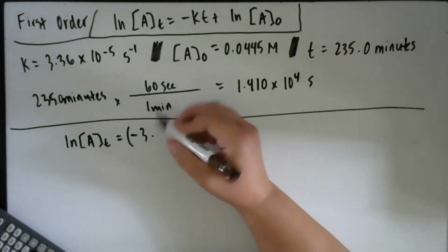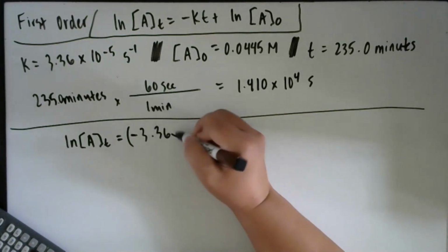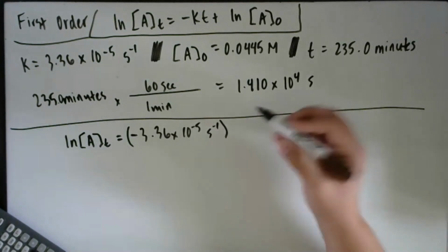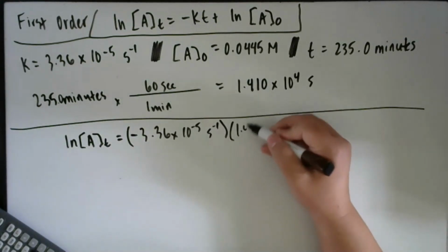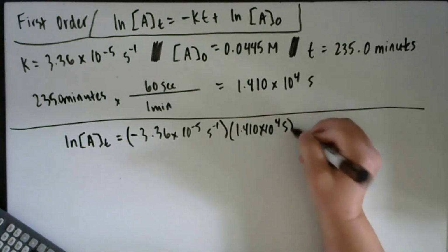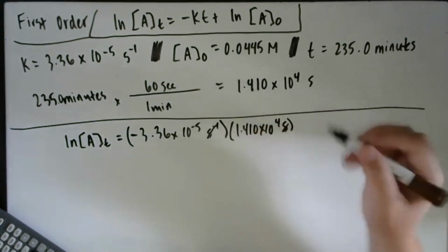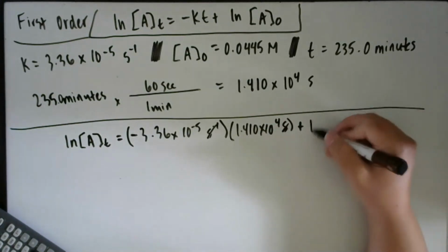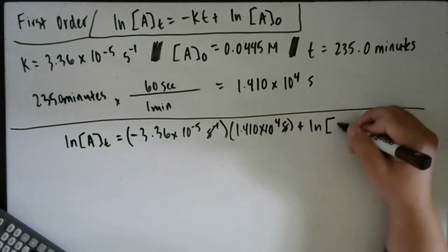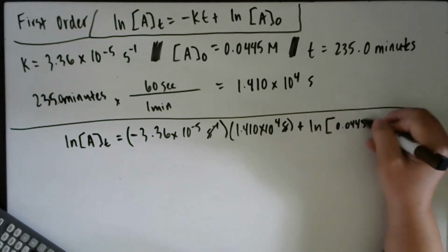So it's going to be 3.36 times 10 to the negative 5 inverse seconds times 1.410 times 10 to the positive 4 seconds. So these will cancel out now. Plus the ln of our initial concentration, which is going to be 0.0445 molar.